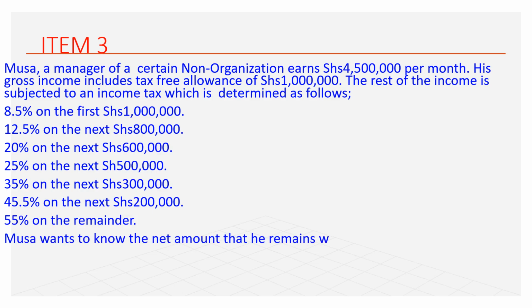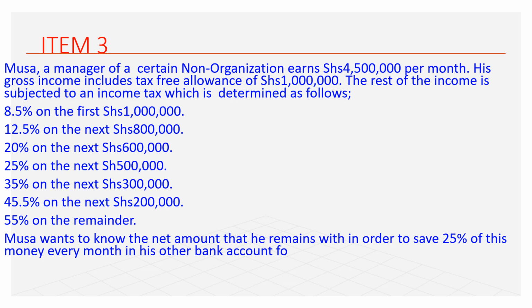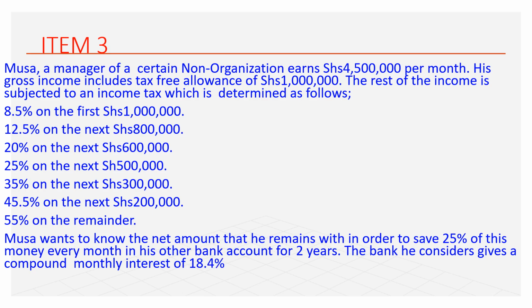Okay, Musa wants to know the net amount that he remains with in order to save 25% of his money every month in his other bank account for 2 years. The bank he considers gives a compound monthly interest of 18.4%. So the knowledge of interest rate should come here, compound interest. How do we calculate compound interest? That formula should be at your fingertips.